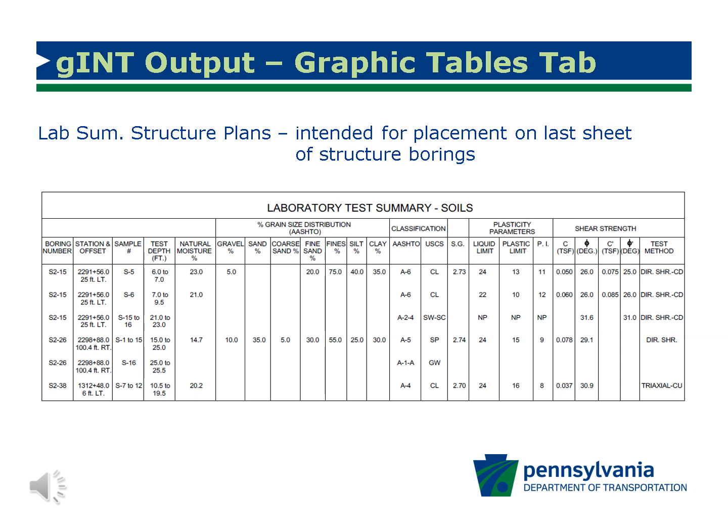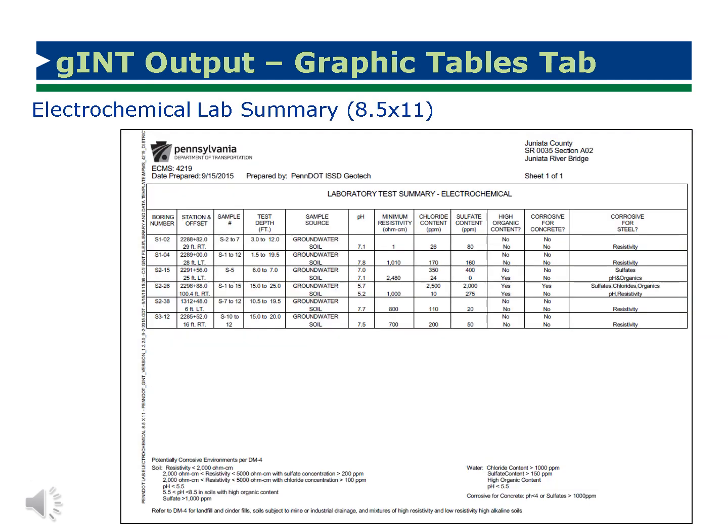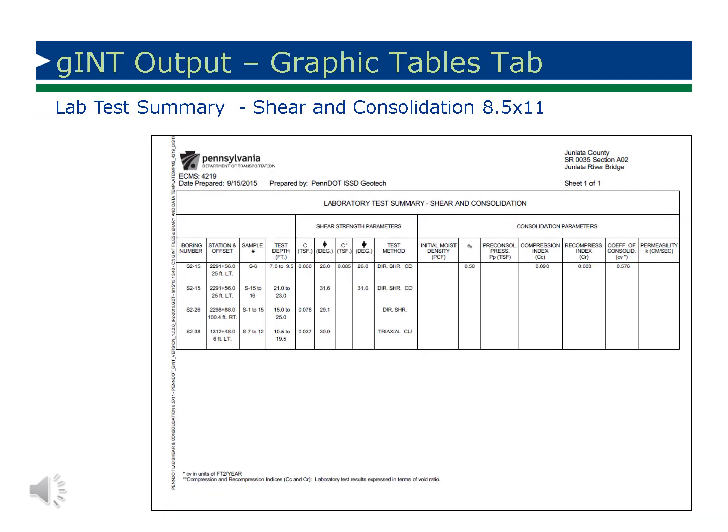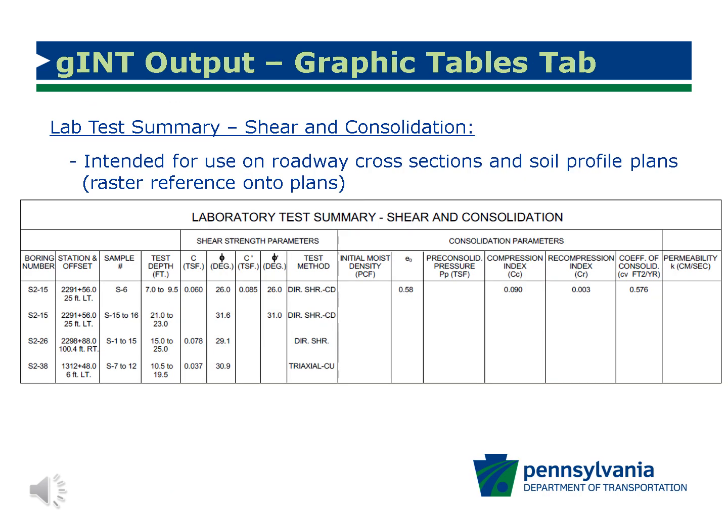However, the lab test summaries for soil and rock are to be included on the structure boring plan sheets. A summary of electrochemical testing is also available. The table will compute if the lab test results indicate corrosive conditions for soil or concrete. A lab summary containing consolidation parameters intended for use in roadway reports is available. And a corresponding summary of the lab test information is available for placement on roadway cross-sections and soil profile plans.